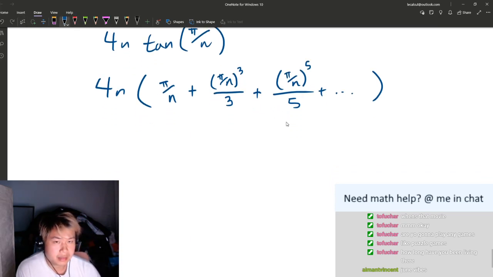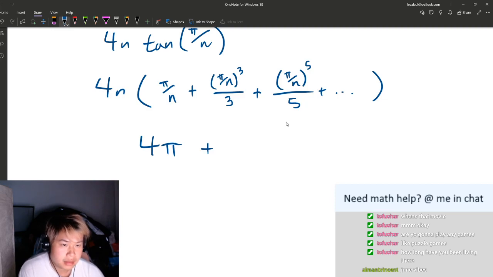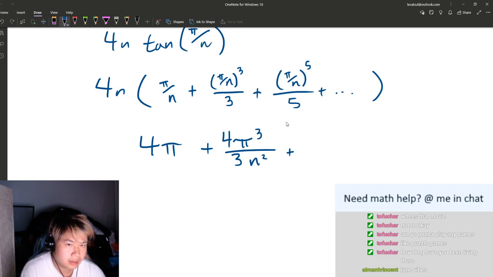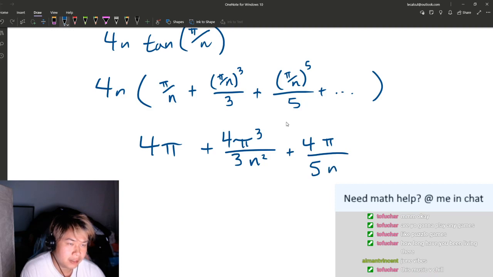Okay, simplify this expression. We're going to get 4 pi plus whatever this is, 4 pi cubed over 3n squared plus 4 pi to the 5 over 5n to the power of 4, and so on.